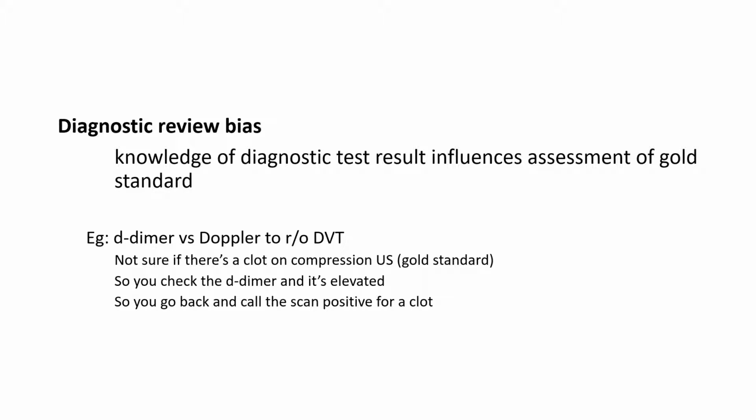There's also diagnostic review bias, when the knowledge of the diagnostic test results influences the assessment of the gold standard, so the opposite way. Let's say that you're doing a study looking at the use of D-dimer versus Doppler to rule out DVT. So you're doing the leg compression ultrasound, which is the gold standard test, and you check the D-dimer and it's elevated, and you're not really sure if you saw a clot or not. And so with a positive D-dimer, you go back and you call your scan positive for a clot.